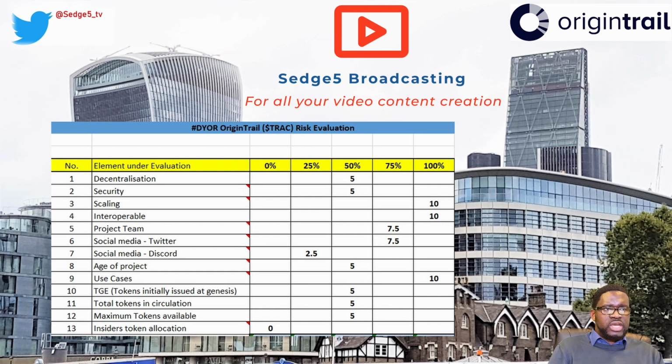Insider token allocation, 0. Why? Because it's sitting at 70% for one of them and 58% for the other. So they are way over our threshold of 30%. Therefore, we are going to allocate 0 points out of 10 on this element. So once we have issued these scores, first and foremost, do you guys agree with the scores? If not, let us know in the comment section.